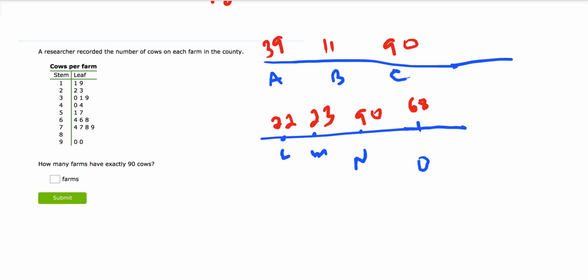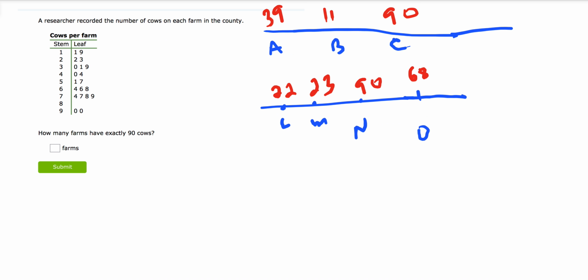So then you are the researcher, and your job is to make a stem and leaf plot based on your data. Okay? So you're going to go like this, and go like that, stem, leaf.